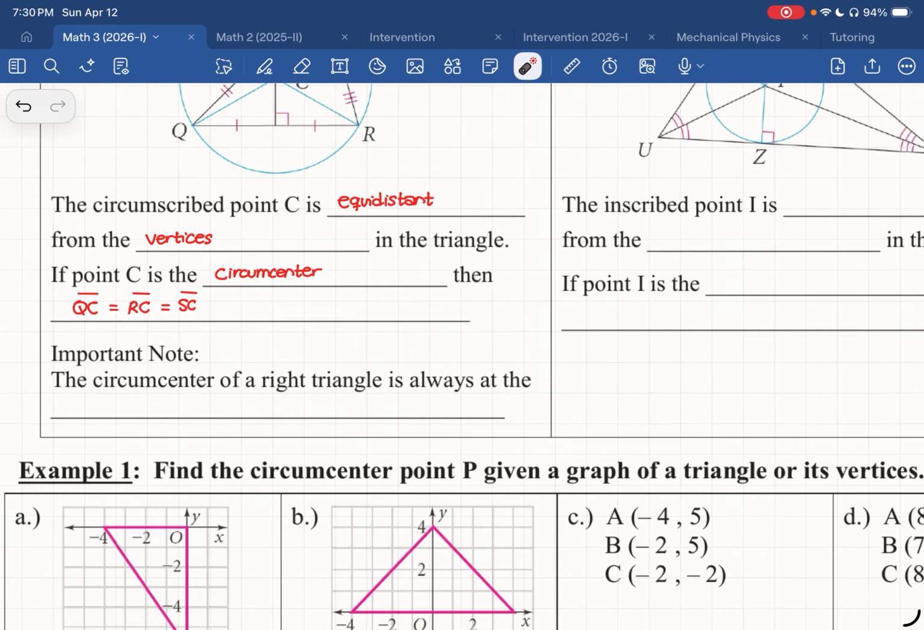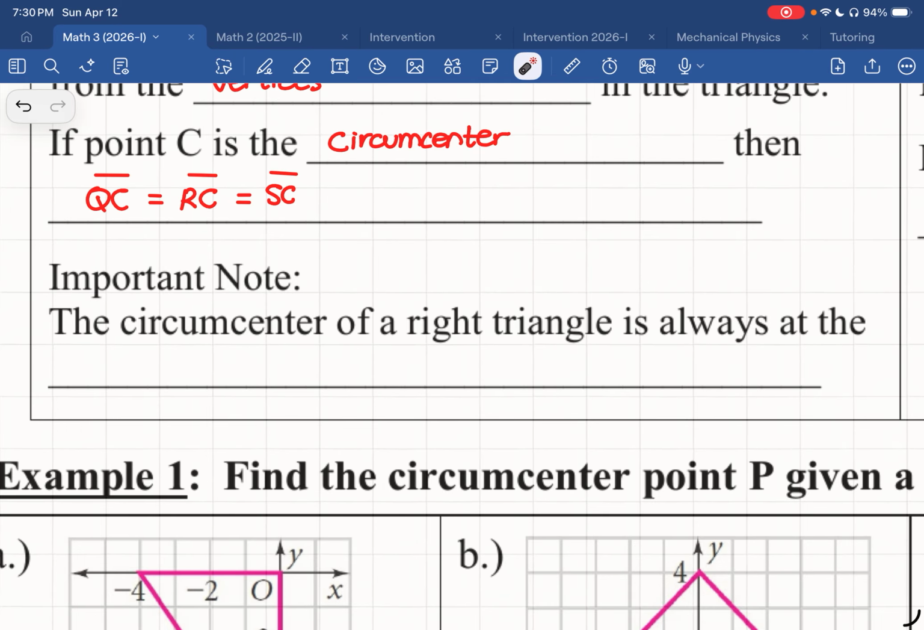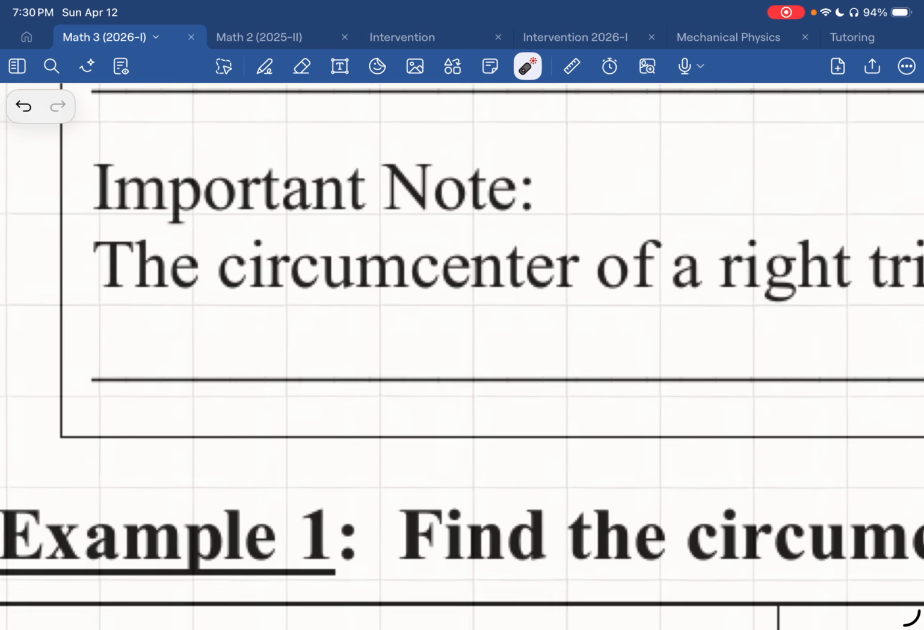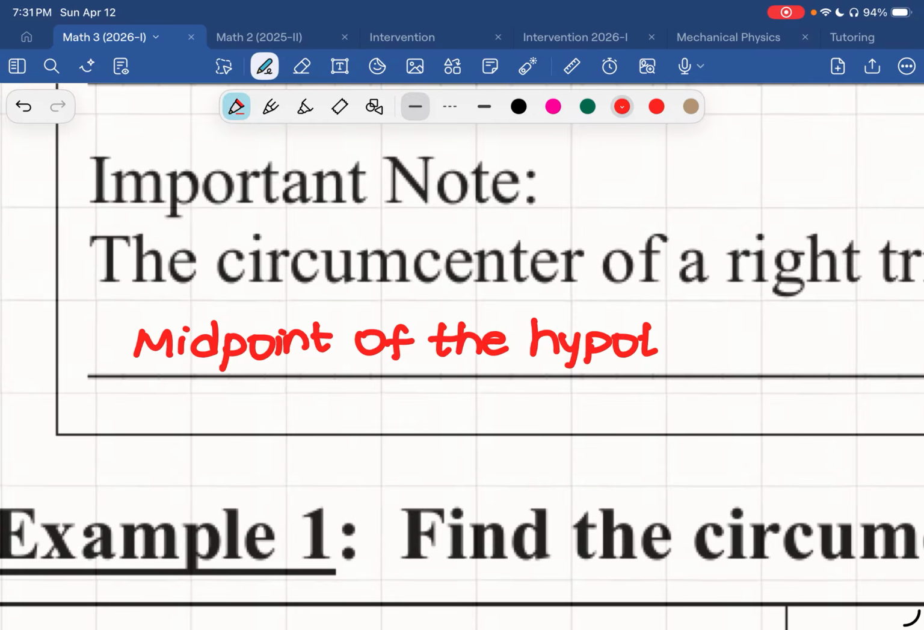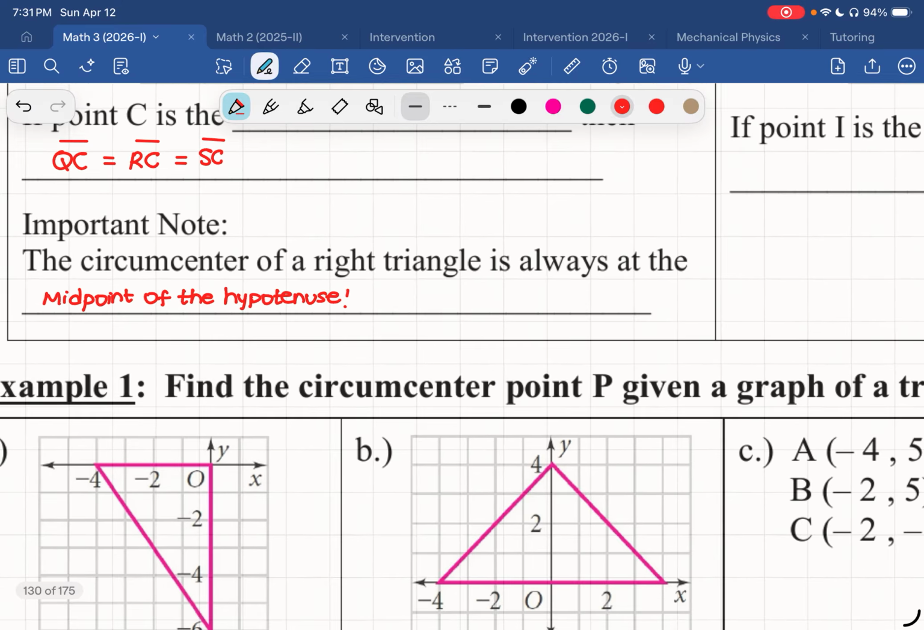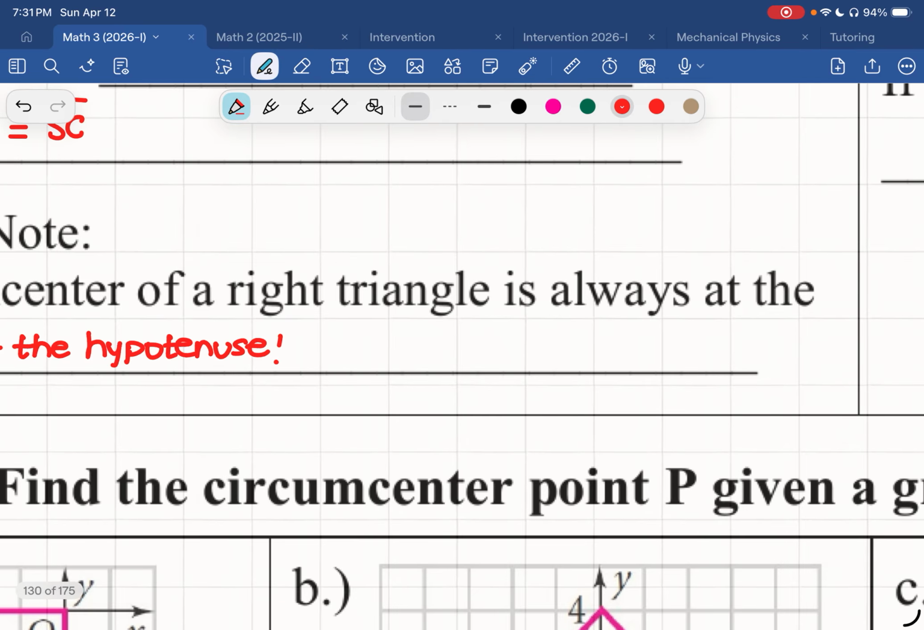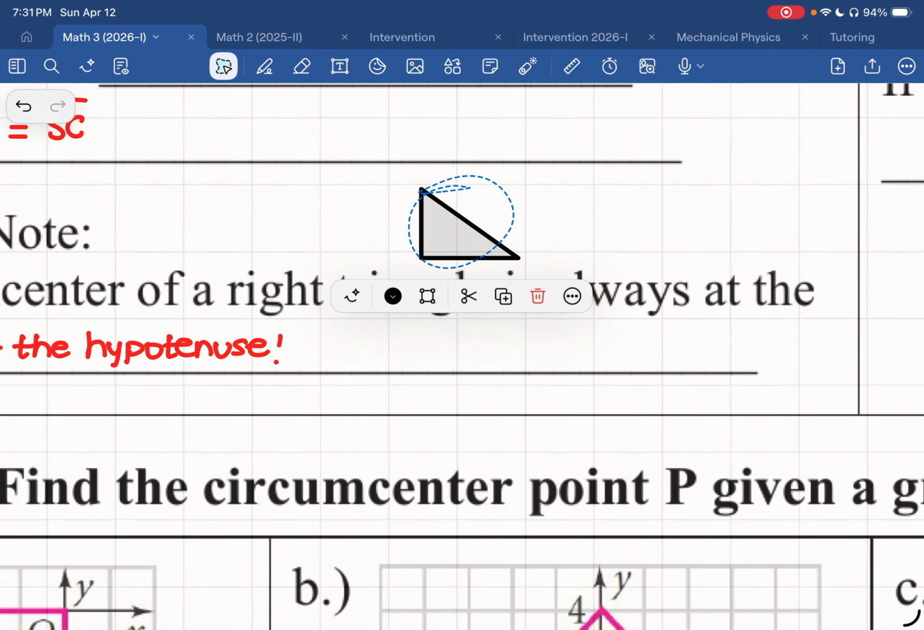Okay? So here's an important note. The circumcenter of a right triangle is always at the midpoint of the hypotenuse. So let's write it here. It's always at the midpoint of the hypotenuse. Let me do a little drawing here so you understand what I'm talking about. Let's imagine for a moment that you have a right triangle here. Let me put it in another color, maybe blue.